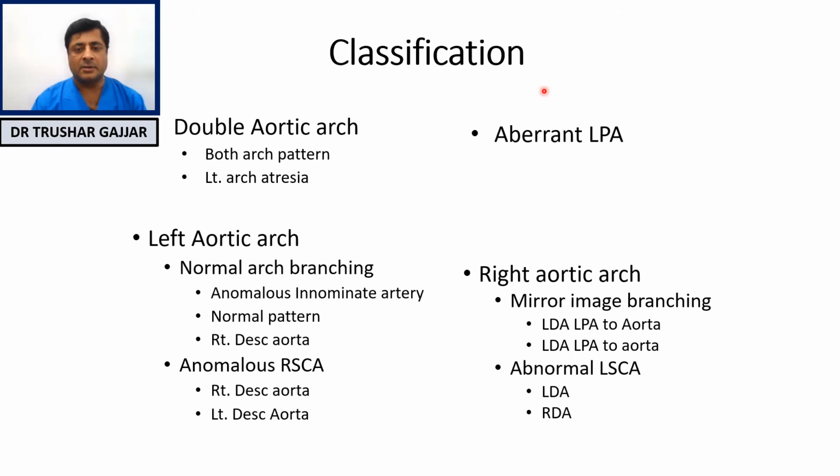So the aortic arch anomalies are classified in various ways. One of the classifications is double aortic arch, left aortic arch, right aortic arch, and aberrant left pulmonary artery. So this is one of the classifications according to the anomalies.